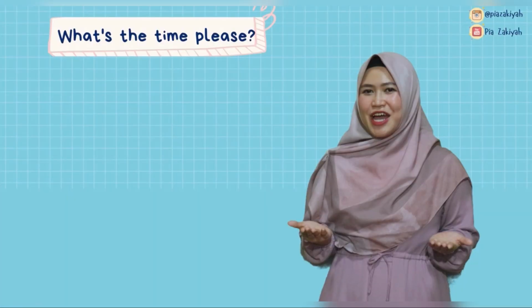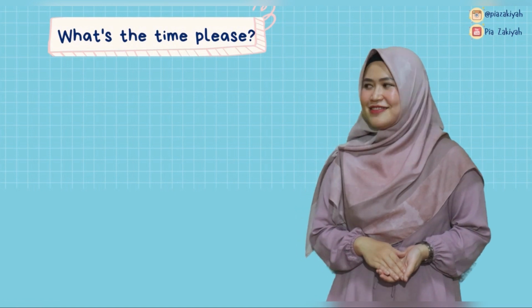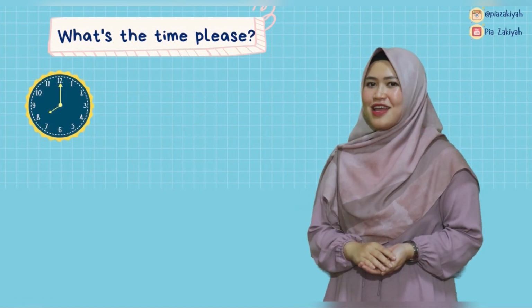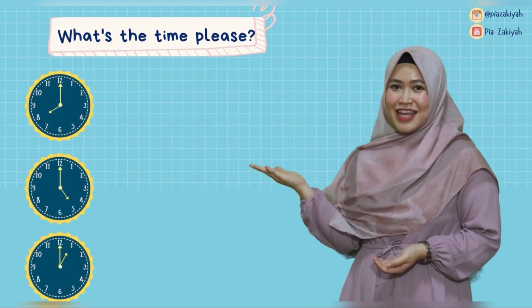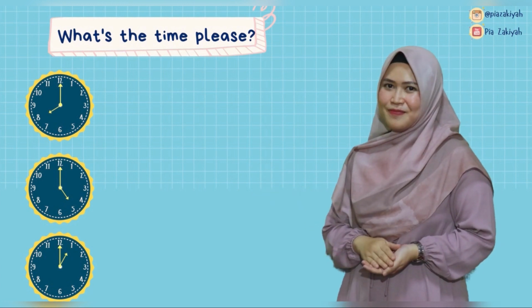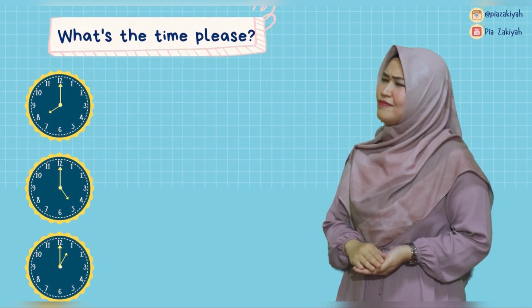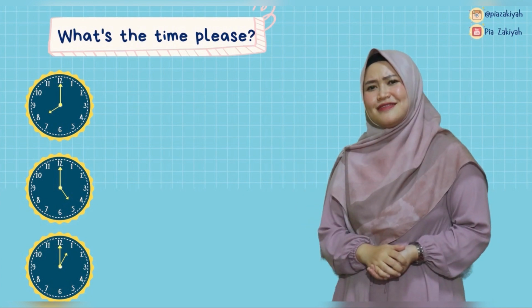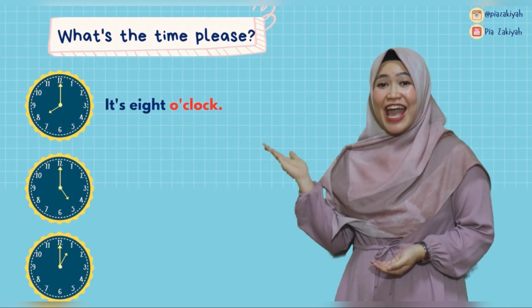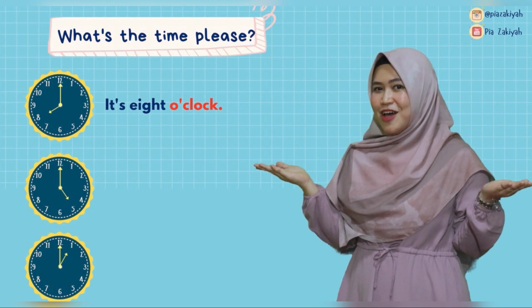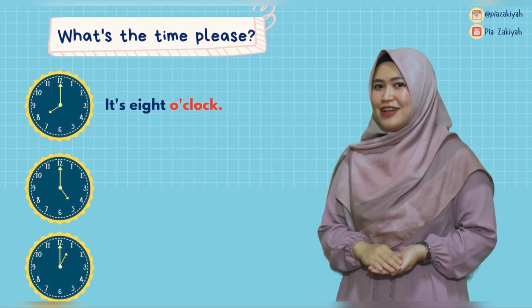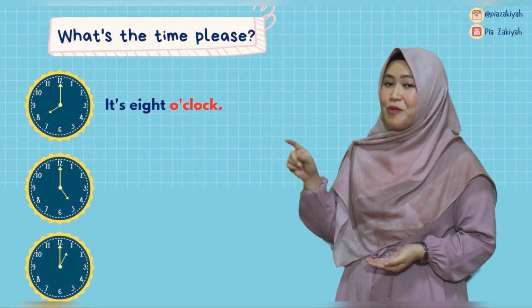Now, to tell the time, we can practice here. We have 3 clocks. The first one, the second one, and the third one. The first clock shows us, what time is it? Yes, it is 8 o'clock. Why is it 8 o'clock? Because the short hand points to the number 8.